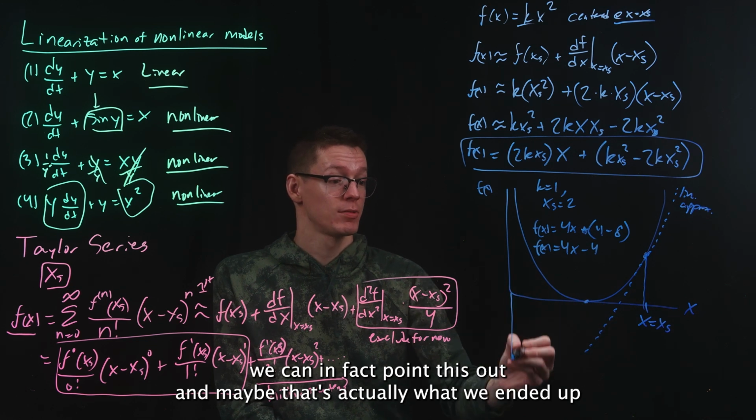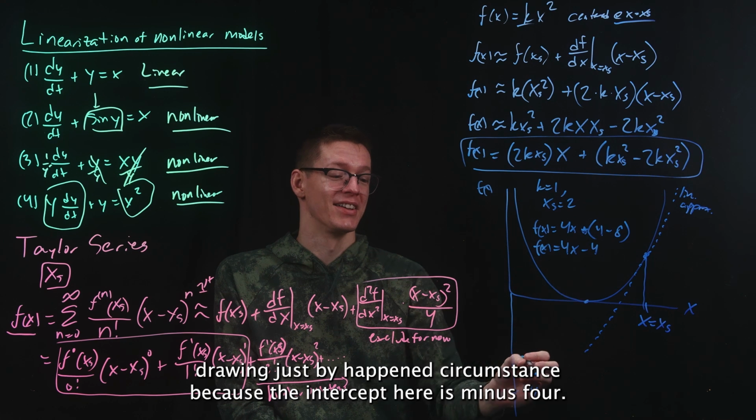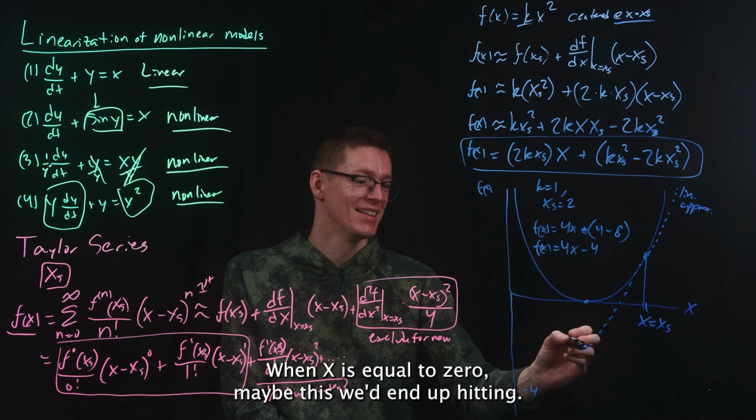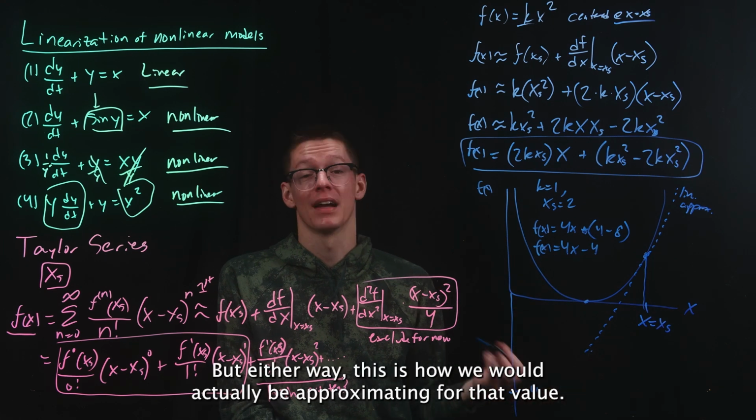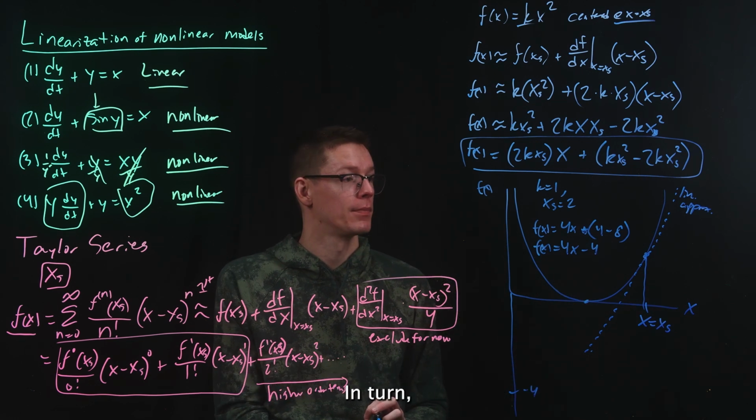So in that setting, we can in fact plot this out. And maybe that's actually what we ended up drawing just by happenstance, because the intercept value is minus 4 when x is equal to 0. Maybe that's what we'd end up hitting. But either way, this is how we would actually be approximating for that value in turn.